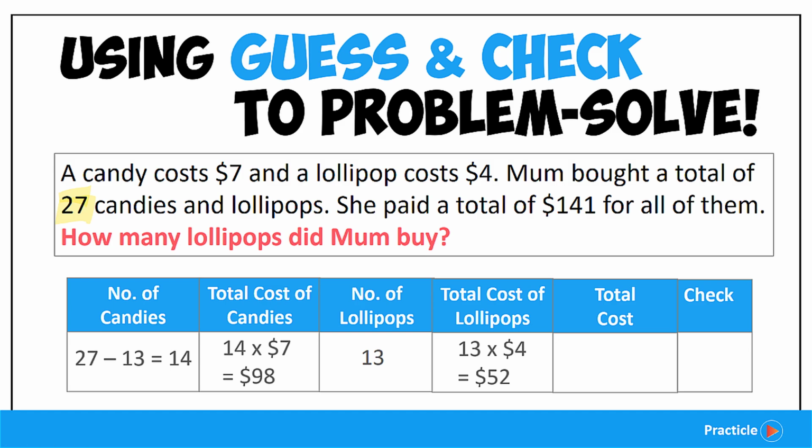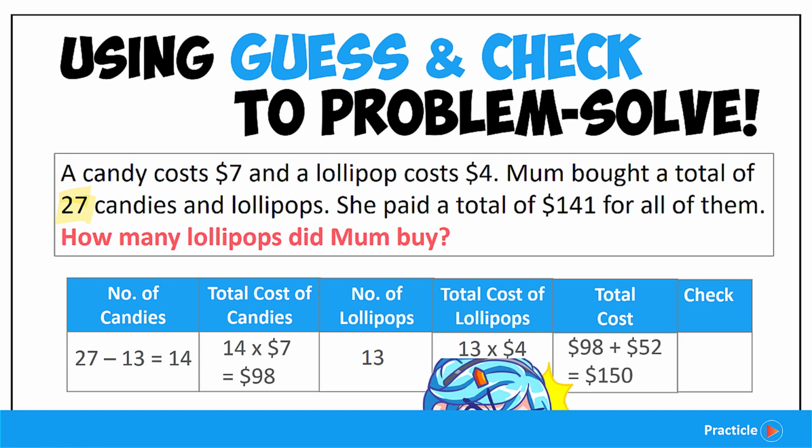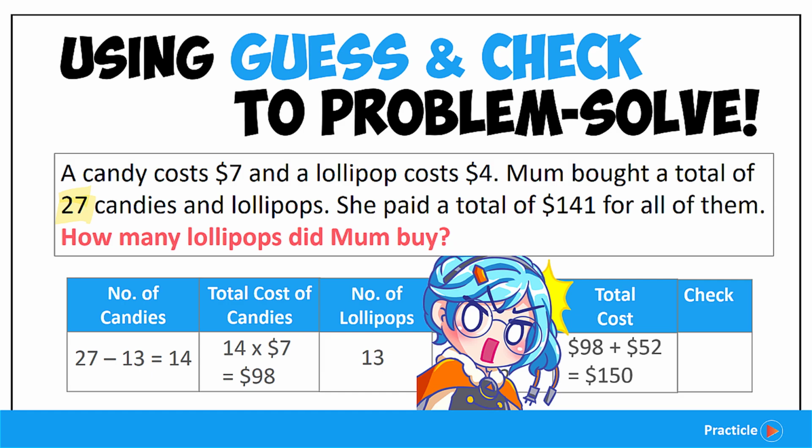And finally, let's find out how much your mum paid in all, okay? We'll do that by adding $52 to $98. This gives us $150. Oh no, it looks like that's not the answer we want. If our guess is correct, the total amount that your mum paid would have been $141. So what shall we do now? Don't worry, it's normal if your guess is not correct the first time. Otherwise, you'll be a fortune teller.